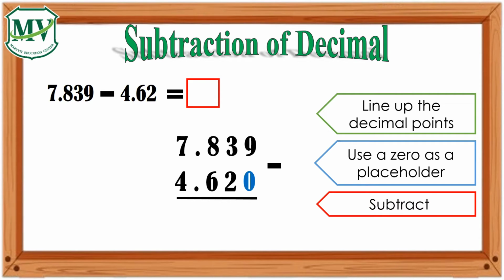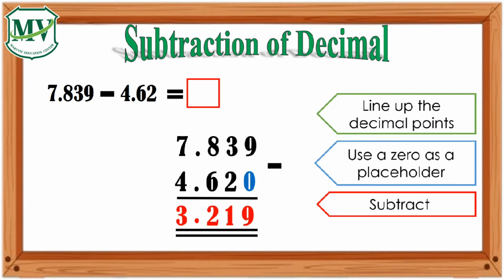9 minus 0 equals 9. 3 minus 2 equals 1. 8 minus 6 equals 2. Line up the decimal point. And 7 minus 4 equals 3. Therefore, the difference of 7 and 839 thousandths and 4 and 62 hundredths is 3 and 219 thousandths.